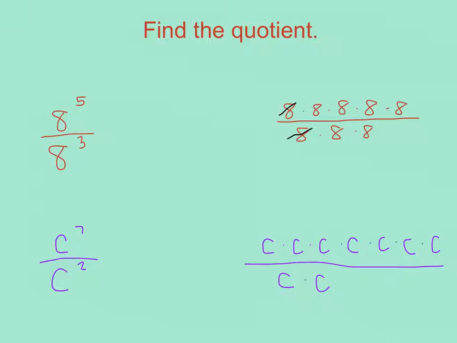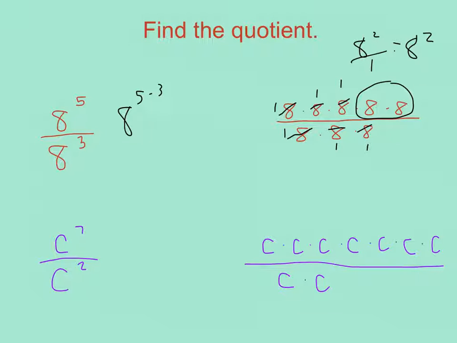Okay, so 8 divided by 8, I could divide 8 into each one, I'd get 1. I could do that here, I'd get 1 and 1, and I could do that here, get 1 and 1. So what that would leave me with is 8 squared over 1, which we know is 8 squared. Okay, another way to look at it is I could take 8 to the fifth power and take away that 3, and I would get 8 to the second power. But this is why that works.